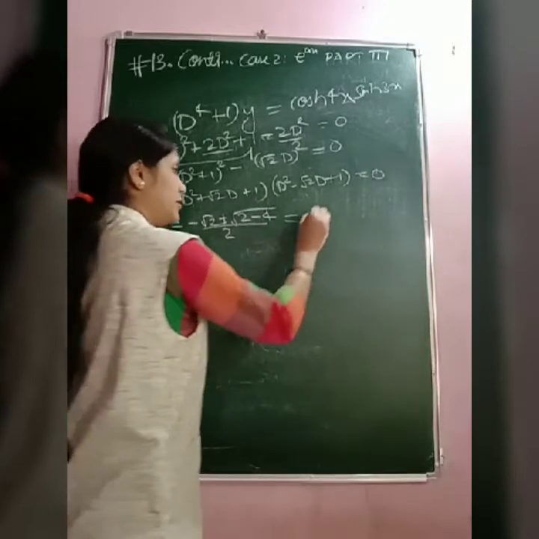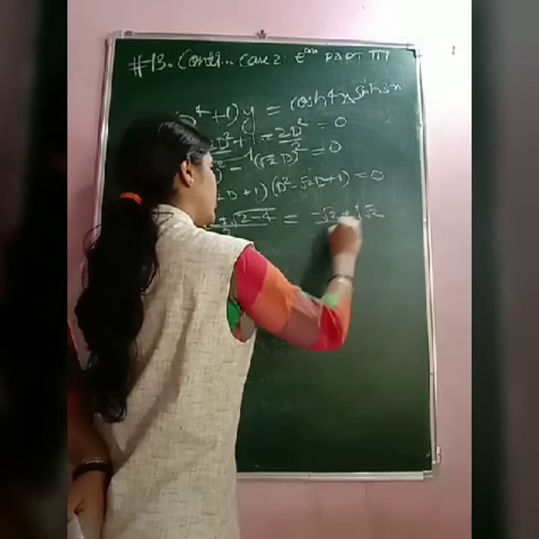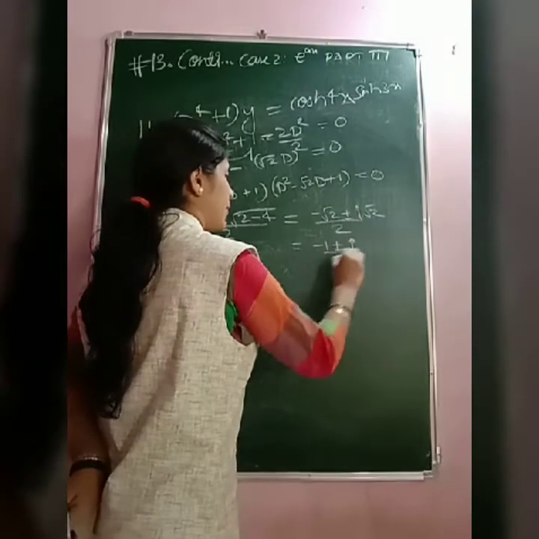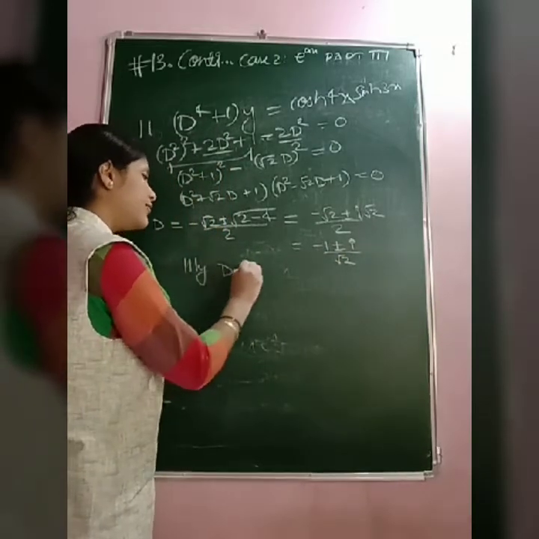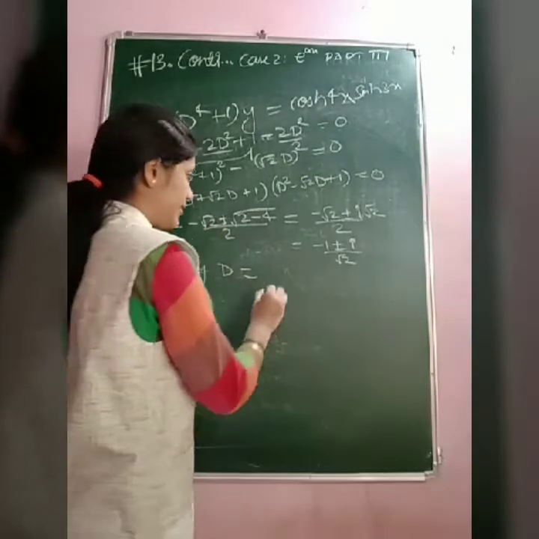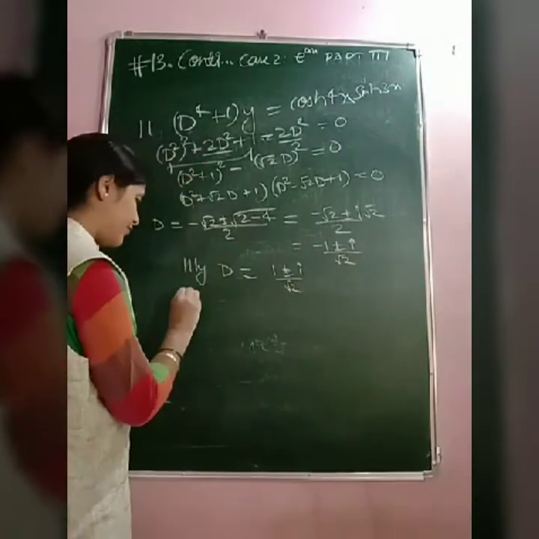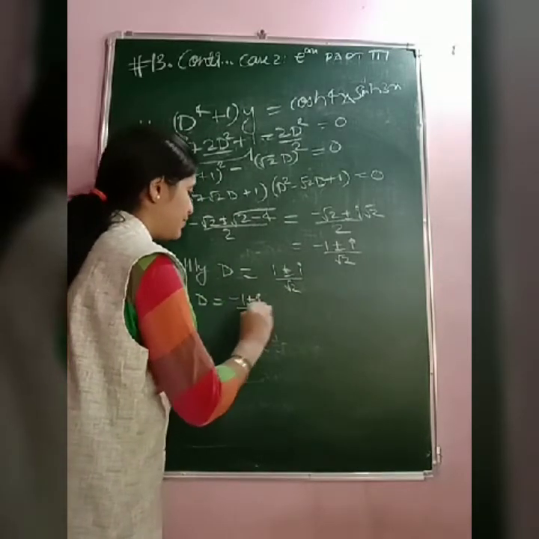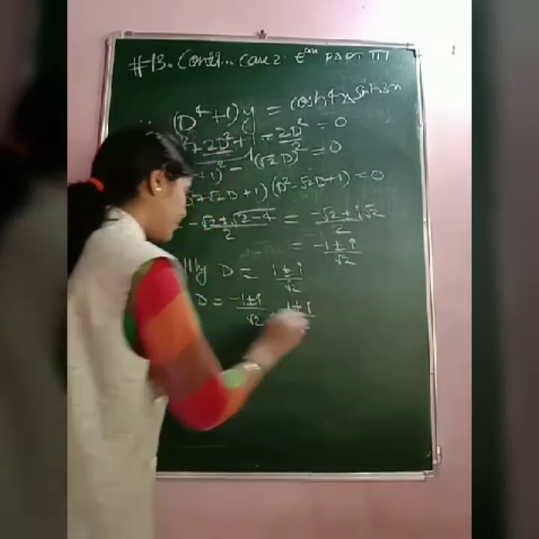That gives us how much? (−√2 ± i√2)/2, equal to (−1 ± i)/√2. Similarly, D equal to, even in exam you can directly write like this, (1 ± i)/√2. Therefore, the D values are (−1 ± i)/√2 and (1 ± i)/√2.